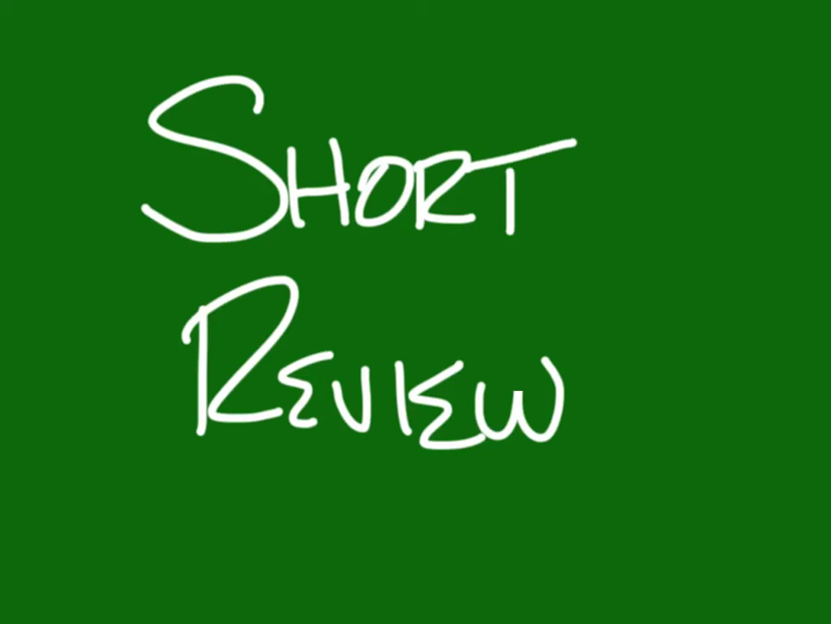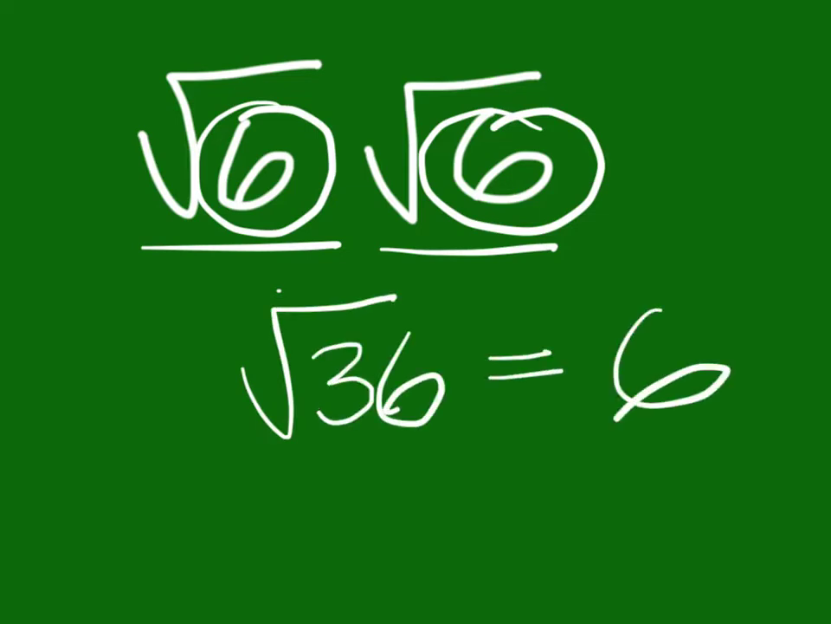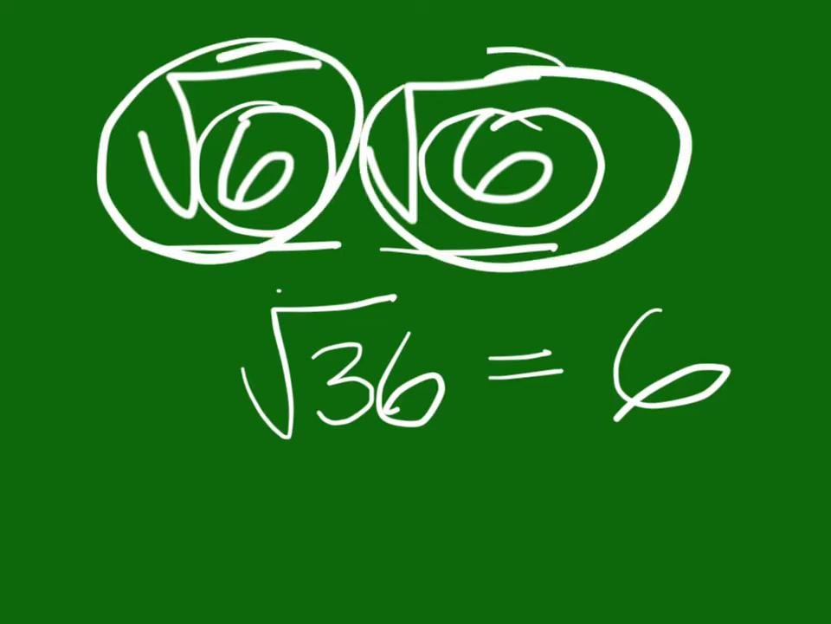So here's a short review of this. Square root of 6 times square root of 6. If I multiply this by itself, what do I come up with? 6, yes. Because the square root of 6 times square root of 6 is square root of 36, which is 6. So a shortcut is, anytime you see this times itself, it's just the number under the square root sign.